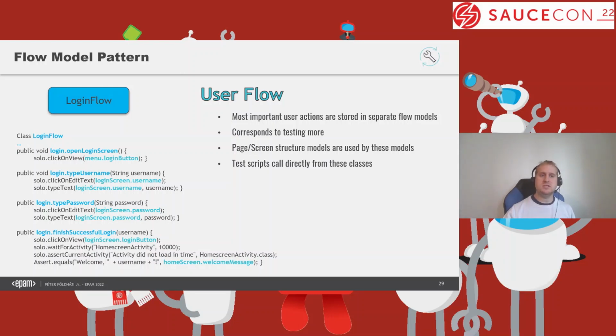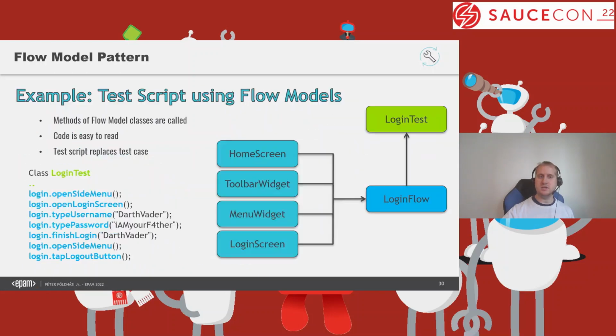So the next one is when you start leveraging flows. So you create methods for all the different user actions that you have. And now you're going to move the actual user actions into these methods. And you can see that the page models or screen models are already leveraged here. And then what you do is just simply rewriting your test case and now calling from the login flow.